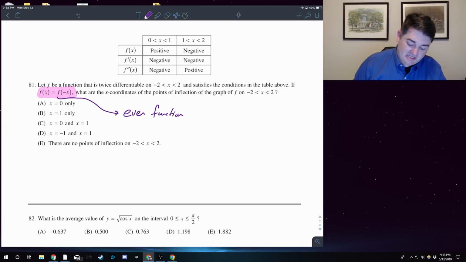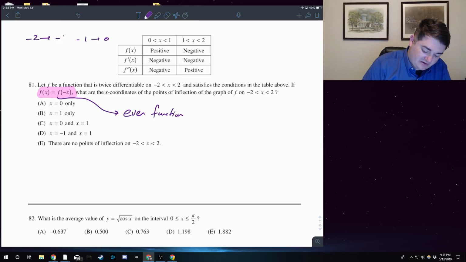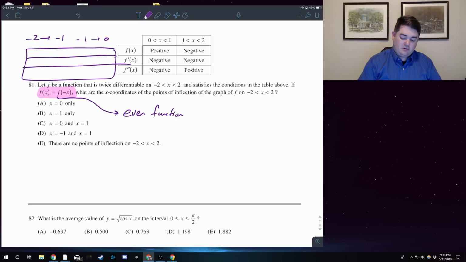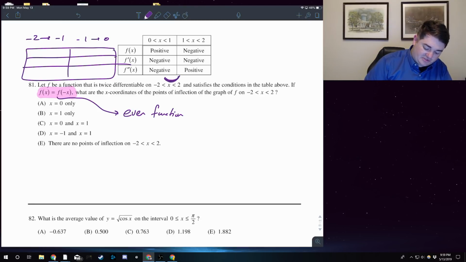So what that means is that the whole left side of this table, from -1 to 0 and from -2 to -1, is going to mirror the other side. And so you're going to have, trying to remember what this one says. What are the points of inflection? So f double prime changes from negative to positive at 1, but it's also going to do so at -1.